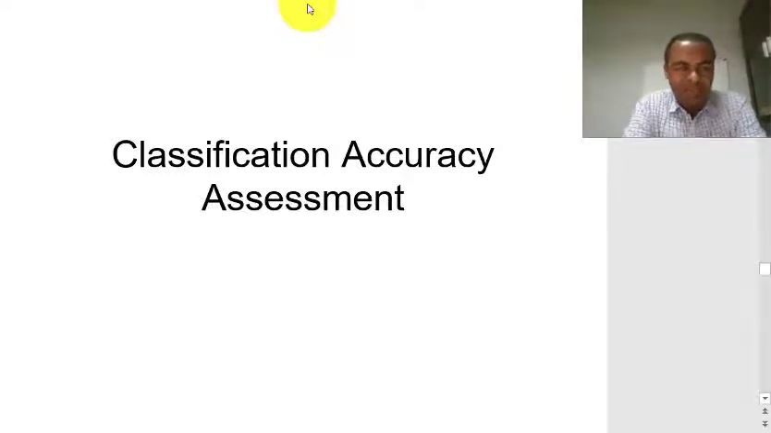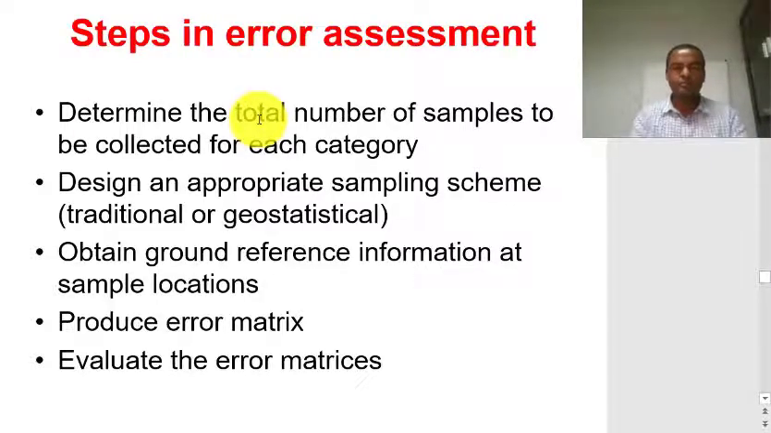Unless you report your accuracy assessment result, your classification result cannot be trusted. So you have to know what the methods of reporting classification accuracy are, what the metrics are, and what procedure to follow in order to assess the accuracy of my classification result. These are some of the most important points to be pointed out. And what are the steps in error assessment?